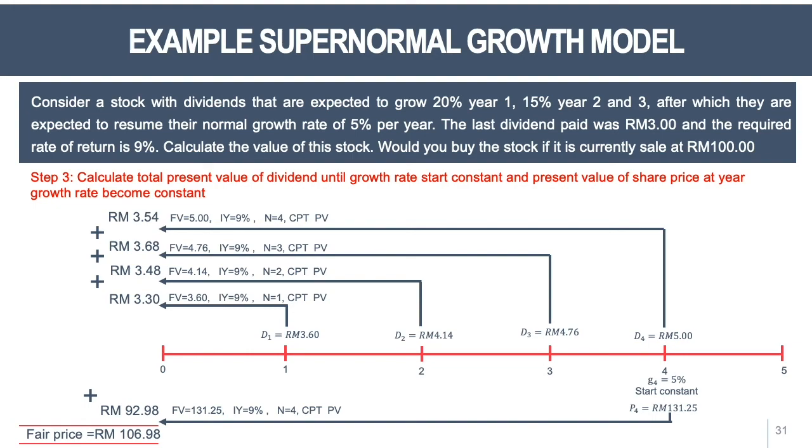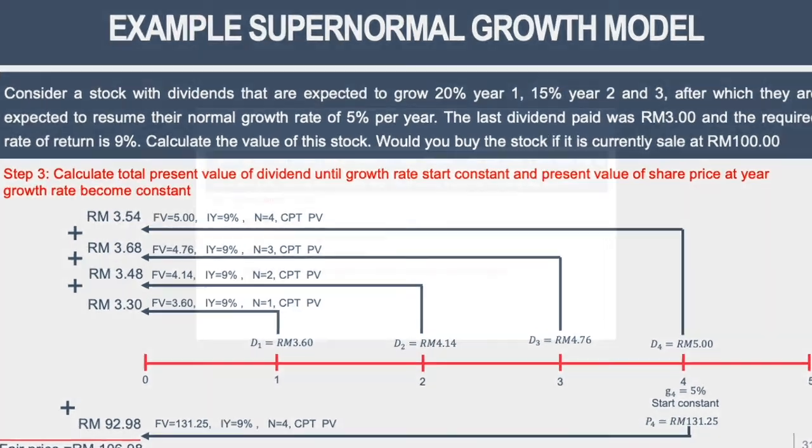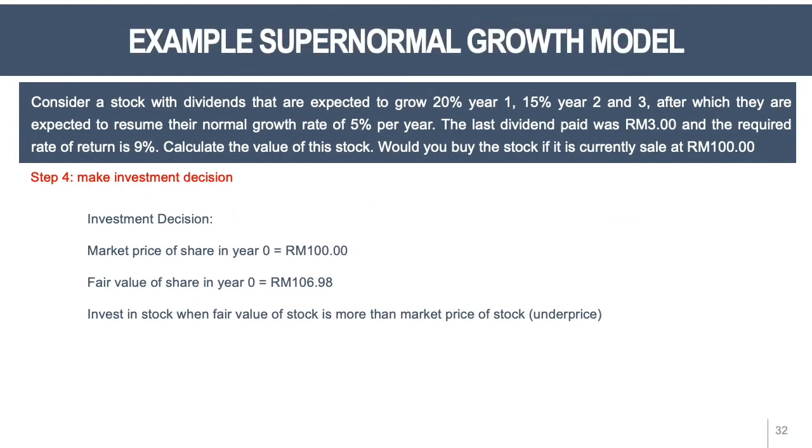Next, we move to the earnings multiplier model, or sometimes we call it the PE ratio model. So when to use this model? This model is used when you have information on the PE ratio of the company. For the earnings multiplier model, the formula is price of share P0 equals EPS times PE ratio. EPS is the earnings per share, and PE ratio is the price earnings ratio.